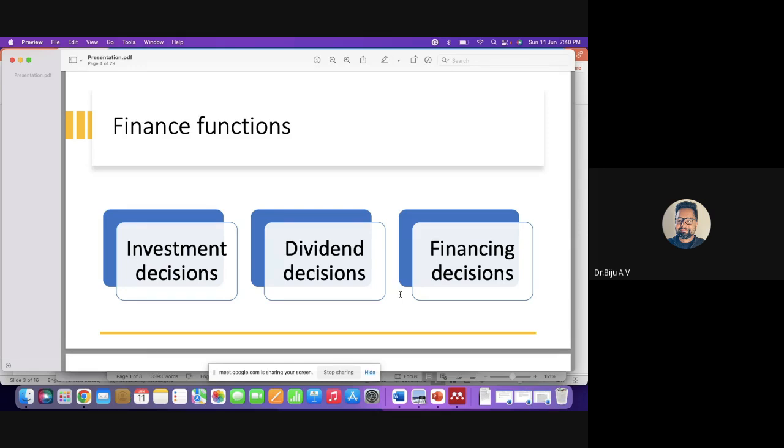So some theory states that it influences the value of the firm. Some theory states that it does not influence the value of the firm. So in all the decisions, there are two approaches: will influence the value, will not influence the value. So both for and against theories are there. So we have to understand both theories.